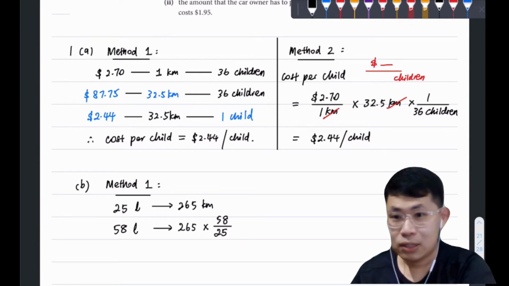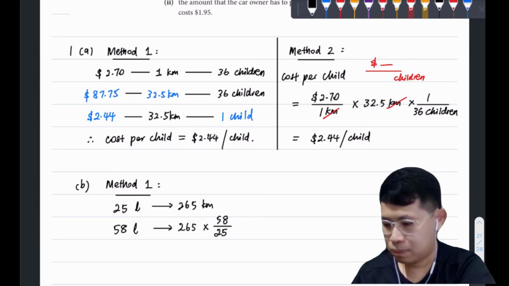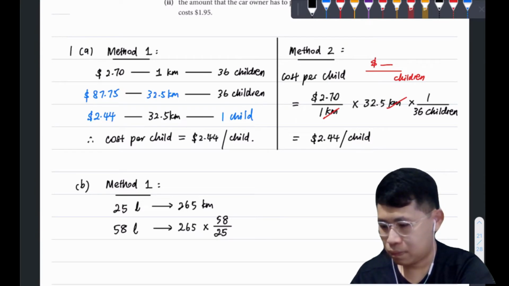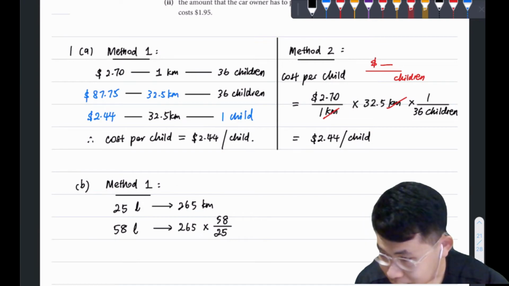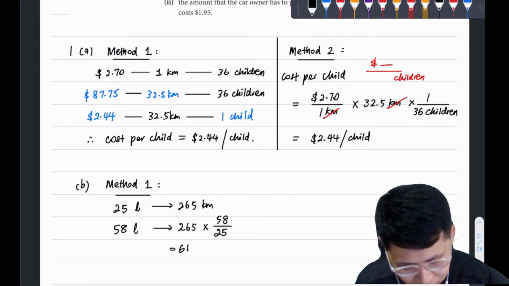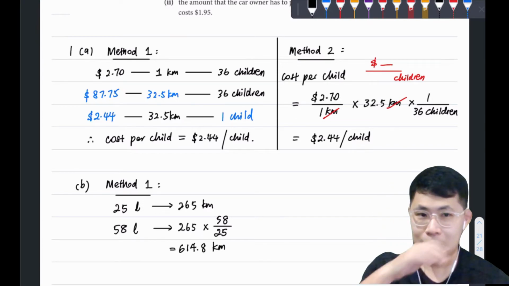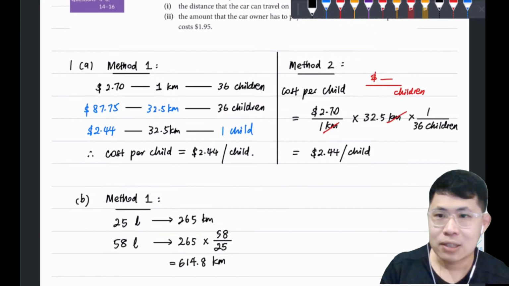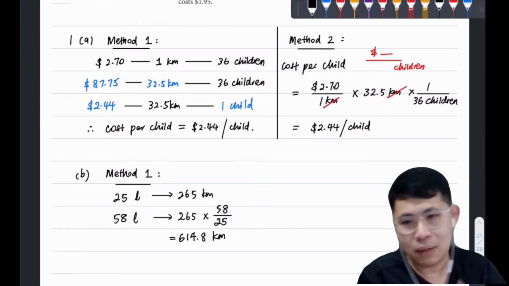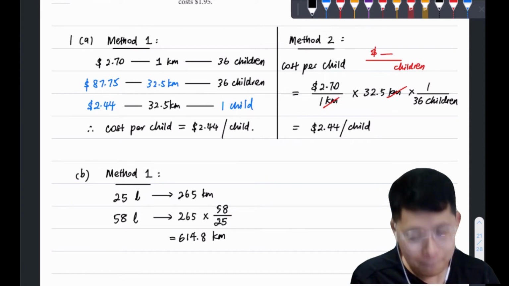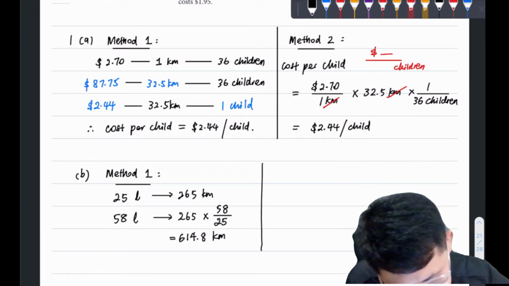So this will give me 614.8 kilometers. Okay, so what does the question want again? The distance that the car can travel on this amount. So I'm going to get this amount of distance. Okay, now let's take a look at method 2.